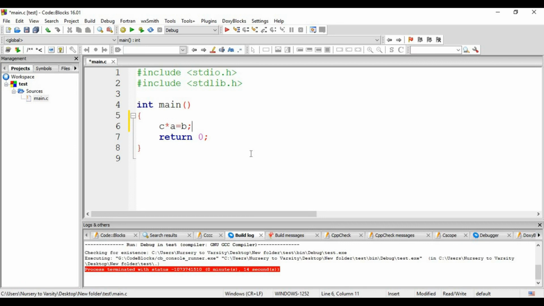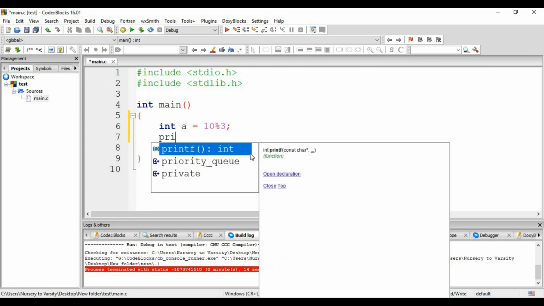No, it is not correct because we cannot use more than 2 operators at the left hand side of the assignment operator. Okay, next there is one more arithmetic operator called modulus. Modulus is used to find the remainder of 2 numbers. For example, int a is equal to 10 modulus 3. This is the symbol of the modulus. It gives the answer as 1. We can see the result of it.